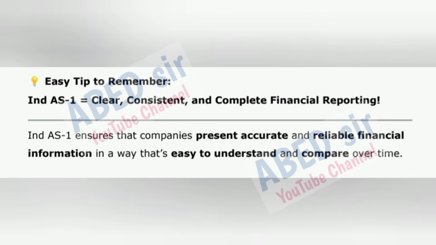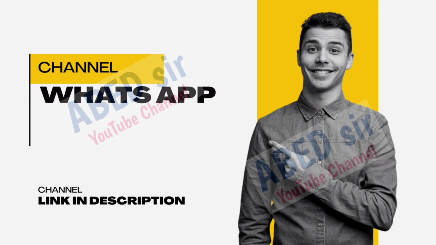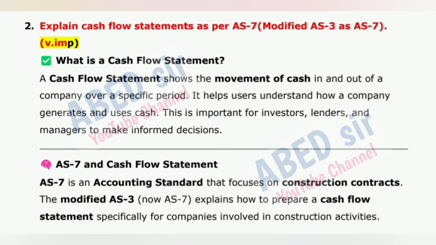IND AS 1 ensures that companies present accurate and reliable financial information in a way that's easy to understand and compare over time. Next important long question is: 2. Explain cash flow statements as per AS 7, modified AS 3, now AS 7.